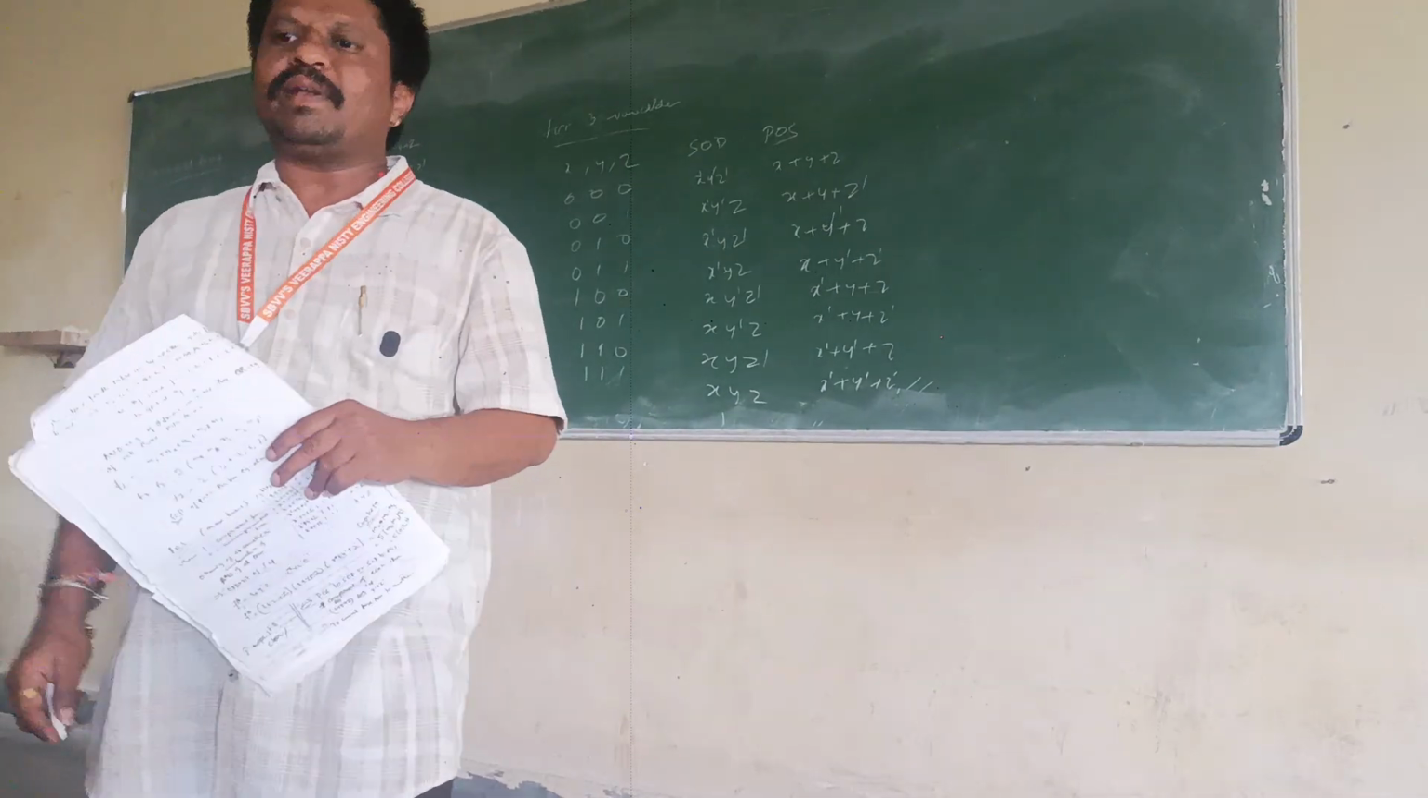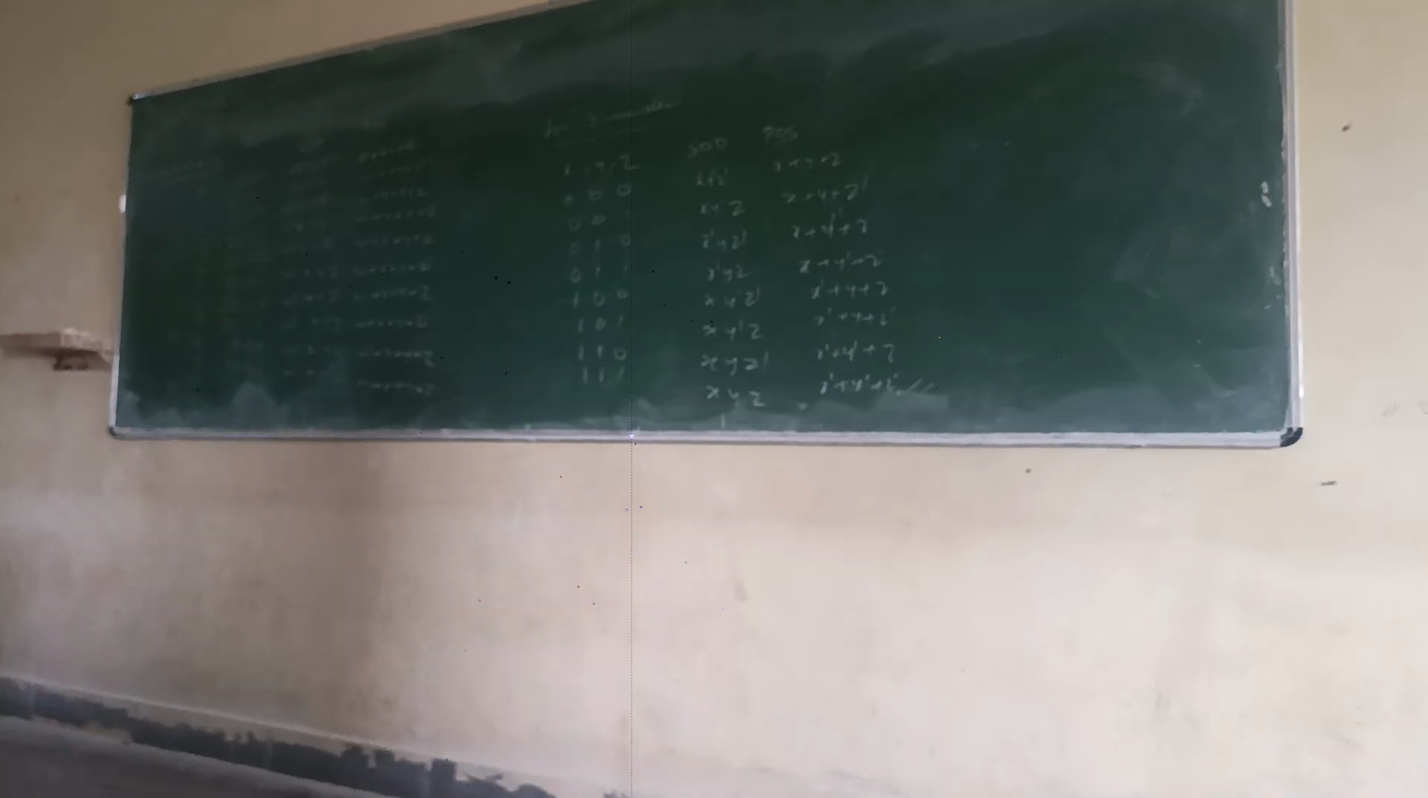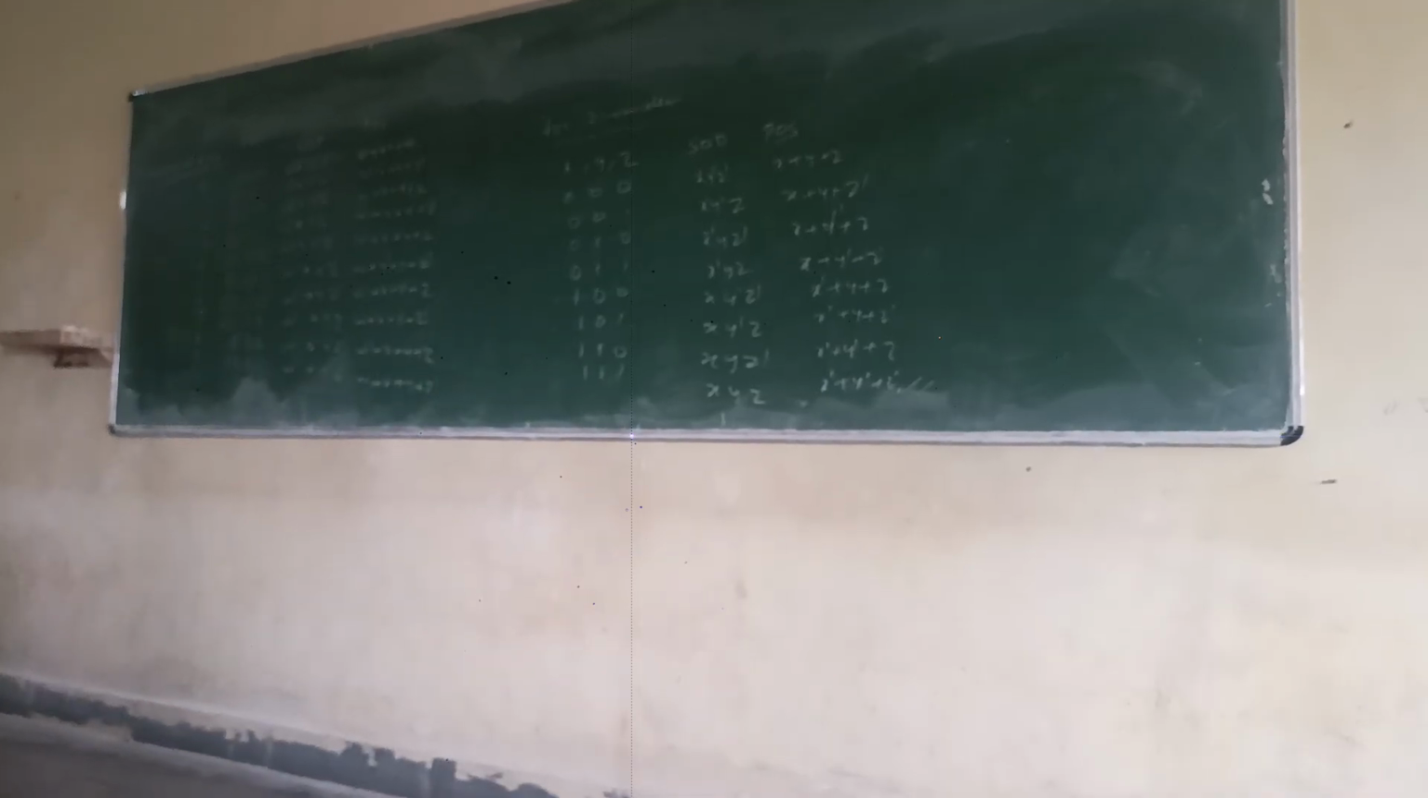Okay, we'll consider the variables as x and y. If we have 2 variables, what? 2 to the power of 2, how much? 4. 3 variables, 2 to the power of 3 is 8. If you have 4 variables, 2 to the power of 4 is 16 combinations we will get.